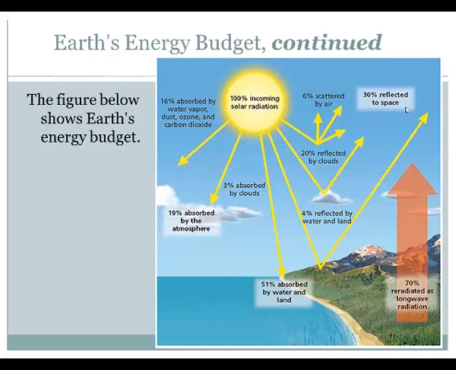Now let me ask this question. We know that each day we have 100% incoming solar radiation coming into our planet. That does not change. On a local level, can we change these other things? Is 6% always scattered by air? Is 20% always reflected by clouds? 4% always reflected by water and land? Or can we increase or decrease those percentages? How? Yes, we can increase and decrease those things. How can we do that?